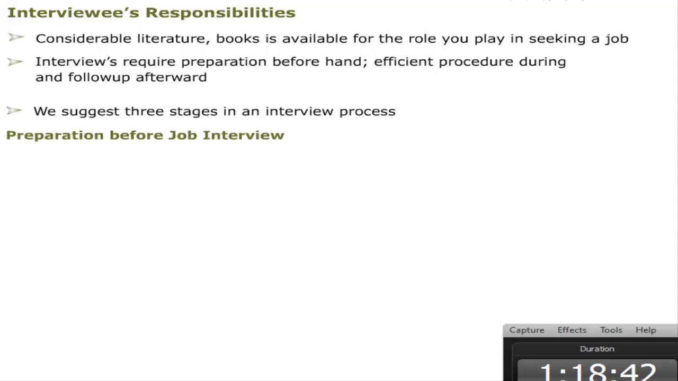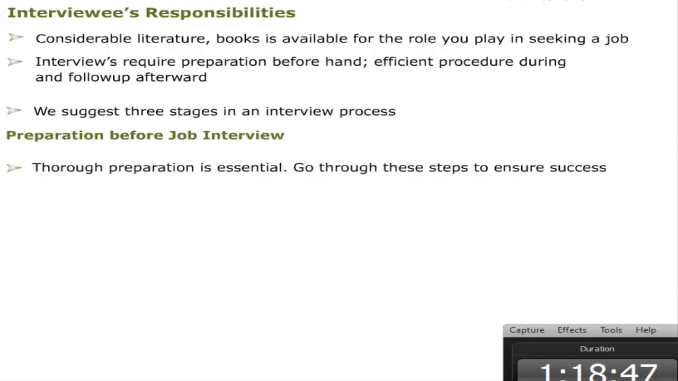Preparation before the job interview. Thorough preparation is essential. Go through these steps to ensure success at the interview.